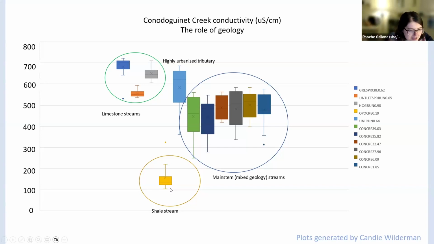And then finally, at the bottom here, we have our shale stream. And again, I mentioned shale does not like breaking up. It is not releasing ions into the water. So we are seeing no effects of our limestone here, which is one of the reasons why we could say that the conductivity levels here are so low. So in our data, we could see the effects of geology, which is super exciting.